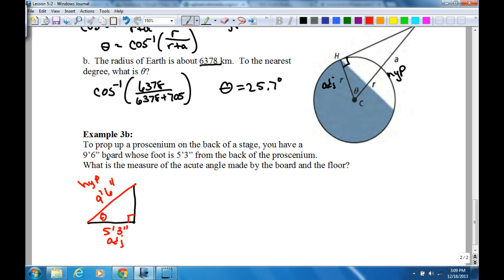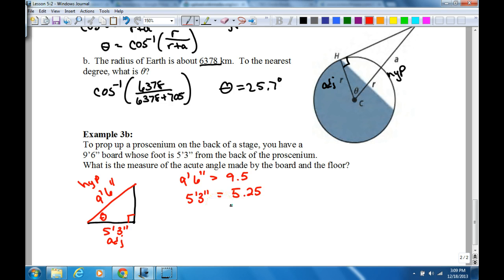So the first thing I want to do is change this to all feet. 9 foot 6 inches is the same thing as saying 9.5, right? Why can't you just say 9.6? Because the 6 is in inches. And then 5 foot 3 inches is going to be 5 point what? 3 inches is a fourth of a foot.